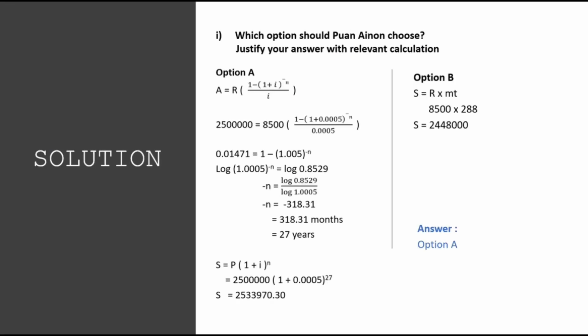Like we can see right here. Here is a simple formula. S, or the mature value, is equal to R times the number of months. The number of months is 288, and R every month is 8,500. So it is equal to 2,448,000 in 24 years. So the right answer for this question is option A.